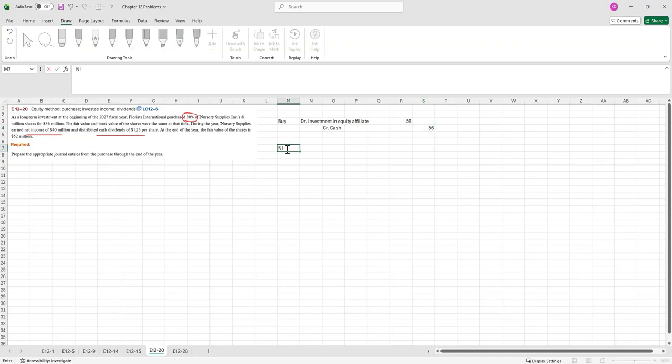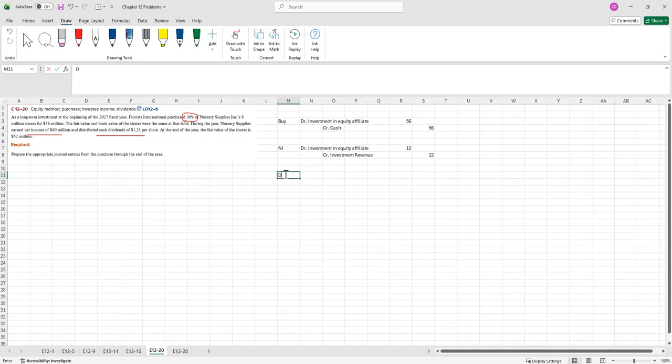Then we have to account for the investment's net income. To the extent they made income, we have to include our pro rata share and increase the account. So we'll do debit investment in equity affiliate, credit investment revenue for how much? Well, it looks like there was 40 million of net income. We're a 30% owner. We're going to have 12 of that be in there.